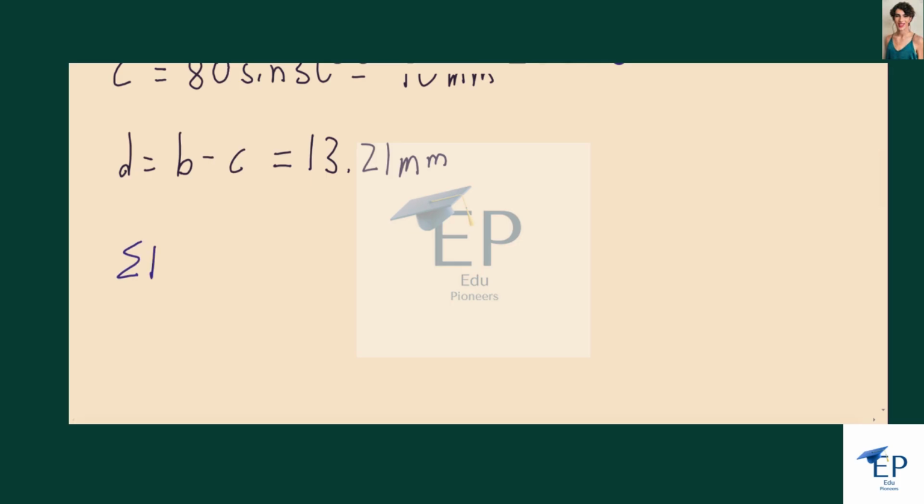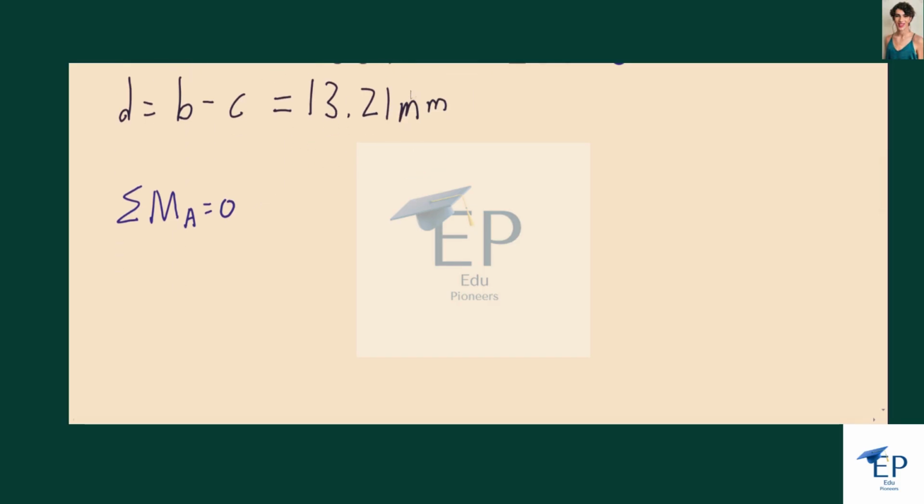So we can say that the sum of moments about the point A is equal to 0. And from the free body diagram and our calculated values, we can write the expression as 150 times 100 plus F of D times length B minus the required moment is equal to 0.